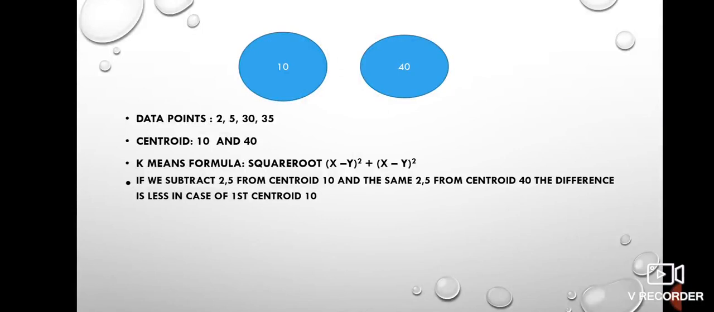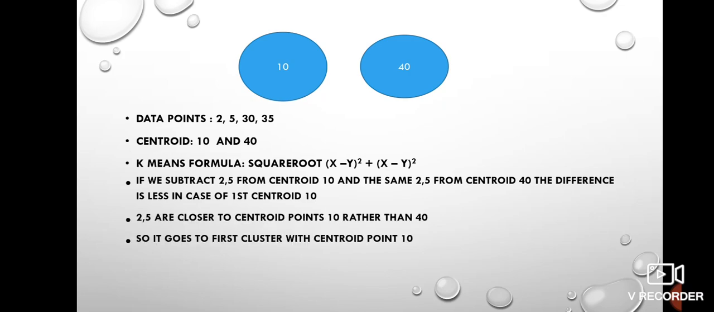The data points which are quite similar to the centroid point will go into that cluster. So 2 and 5 will go to the first cluster, and 30 and 35 will go to my second cluster.